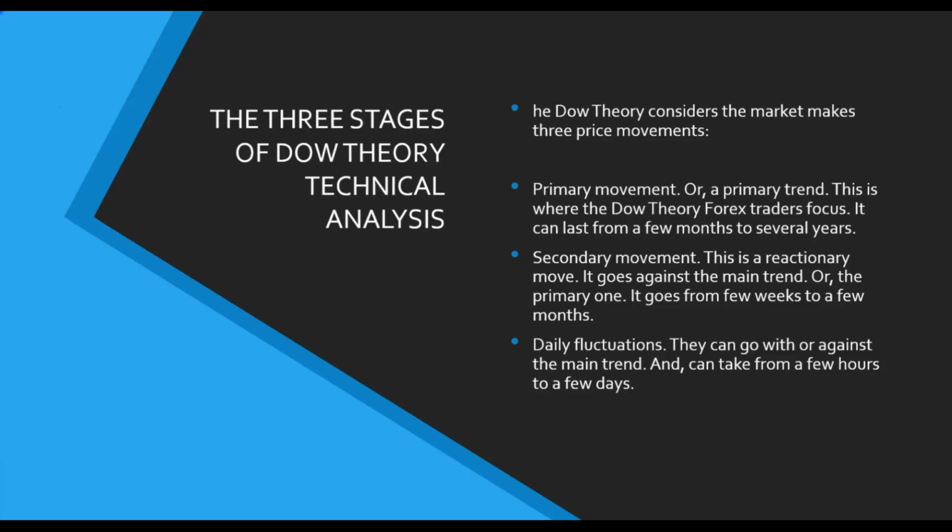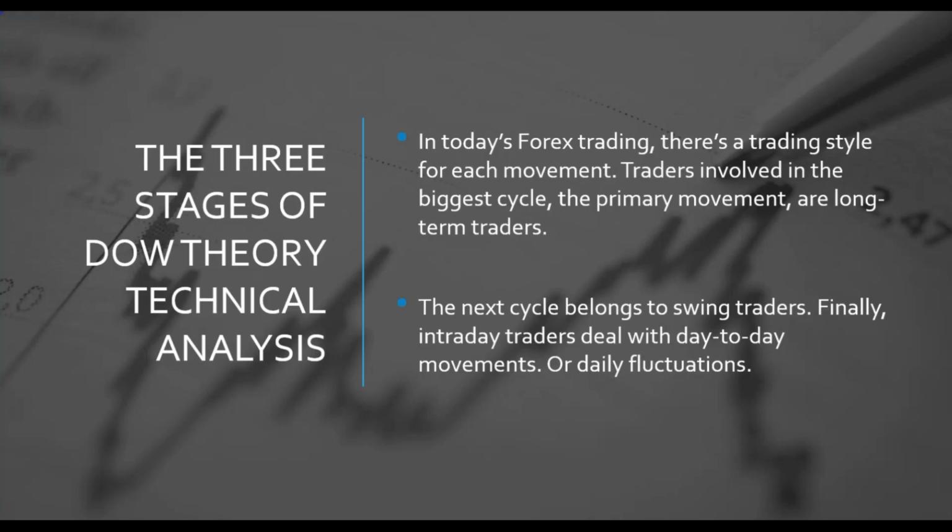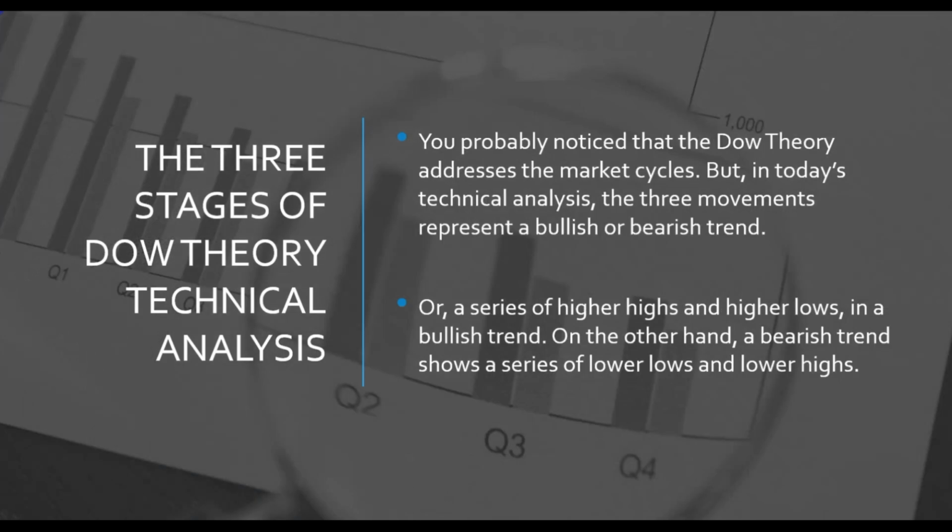So this still moves to long-term, short-term, intermediary term trends. Dow Theory considers the market makes three price moves: primary, secondary, daily. In today's forex trading, there's a trading style for each movement. Traders involved in the biggest cycle, the primary movement, are long-term traders. The next cycle belongs to swing traders. And finally, intraday traders deal with the day-to-day movement and the daily fluctuations.